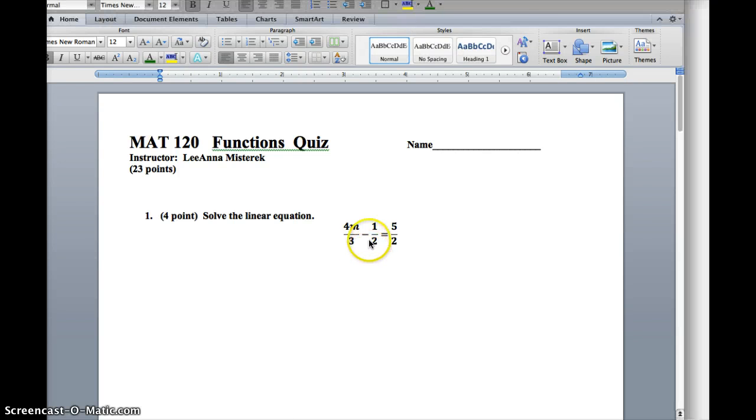So I'm going to start with the first problem on the quiz. There are several different ways I've seen students solve this, but I think the one that I'm going to start off with, I'm going to add 1/2 to both sides. It makes this left-hand side a little bit simpler.